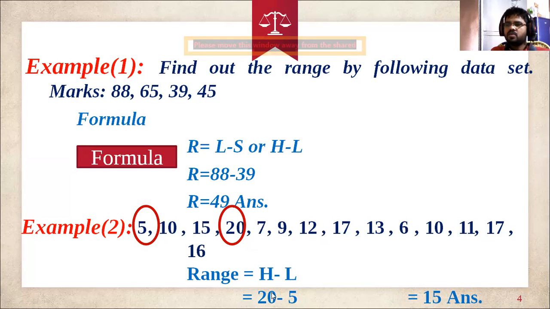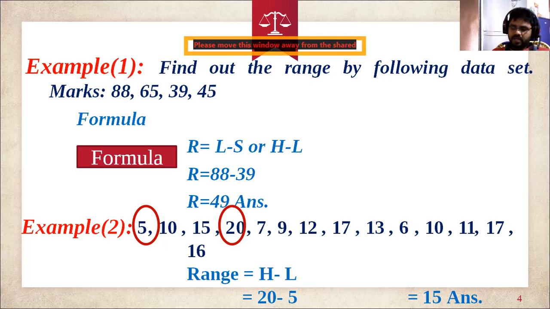So H minus L, 20 minus 5 is equal to 15. So the range of internal marks is 15. Nothing but there is a huge gap between those persons, nothing but the lowest marks and the highest marks. Okay, so that is the case, we can find out the range.